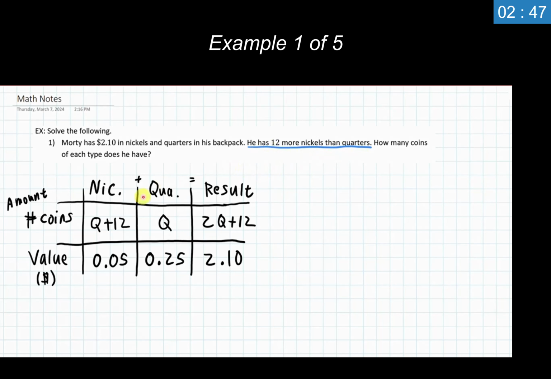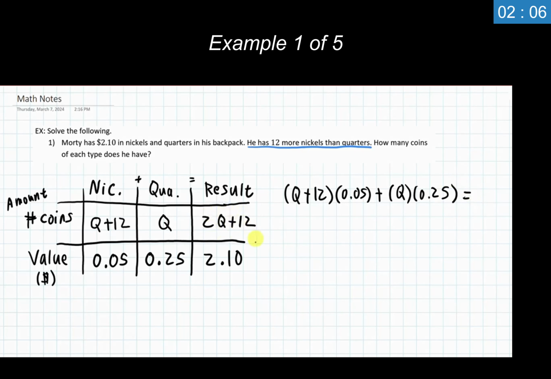But now we want to go through and make an equation out of this. The way we do this is we take the amount and multiply it by the value. I have this number of nickels and I multiply it by the value of each nickel. I have this number of quarters and I'm going to multiply it by the value of each individual quarter. So off to the side here, I'm going to write that in for myself. I'm going to have the amount times value plus the amount times value.